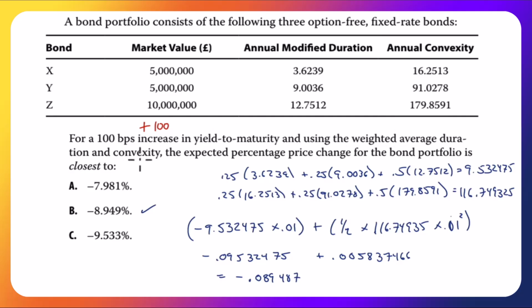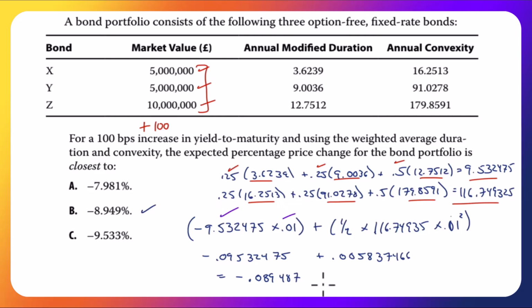For a 100 basis point increase in yield to maturity, that's plus 100, and using weighted average duration and convexity, the expected percentage price change for the bond portfolio is closest to. So we're going to need weighted average duration, weighted average convexity. We have a sum total of 20 million. 5 over 20, 5 over 20, and 10 over 20 is 0.25, 0.25, and 0.5. Great. We'll just weigh the three durations, and we'll weigh the three convexities by those weights, and there are our portfolio statistics.